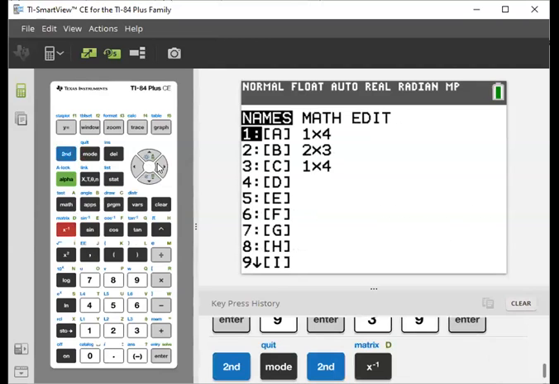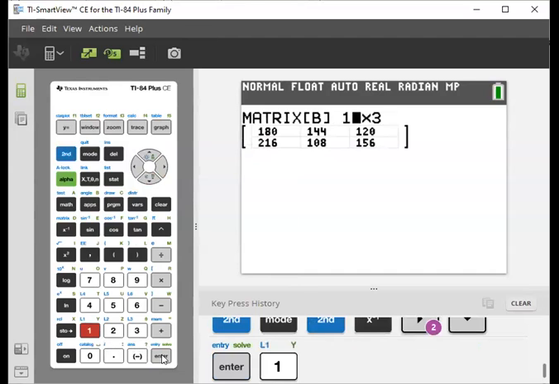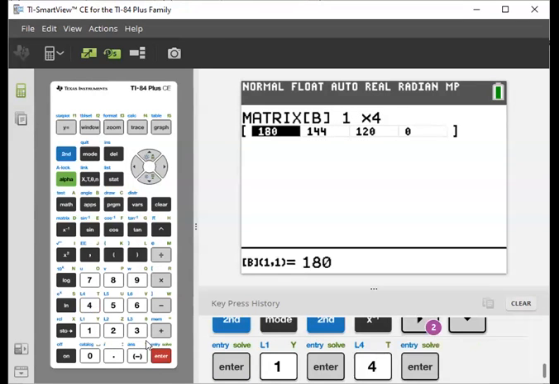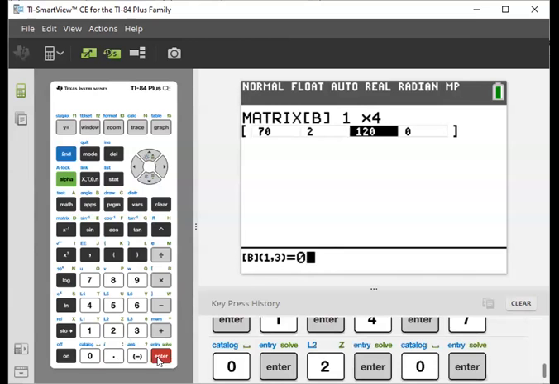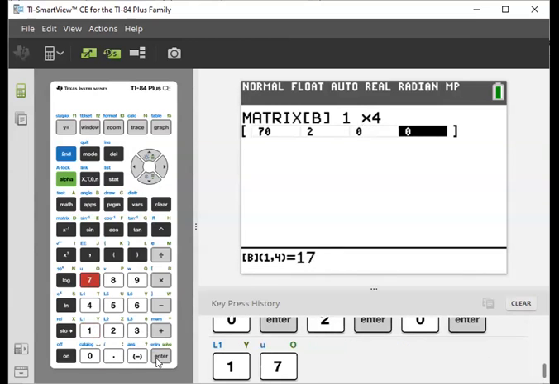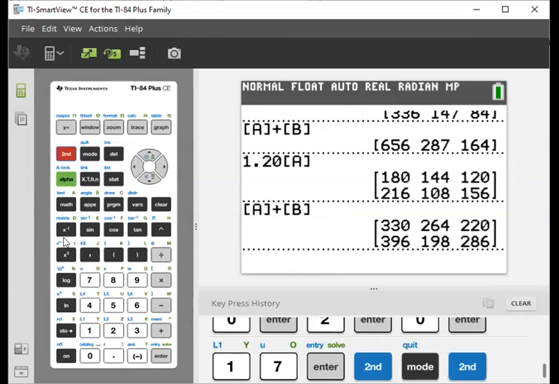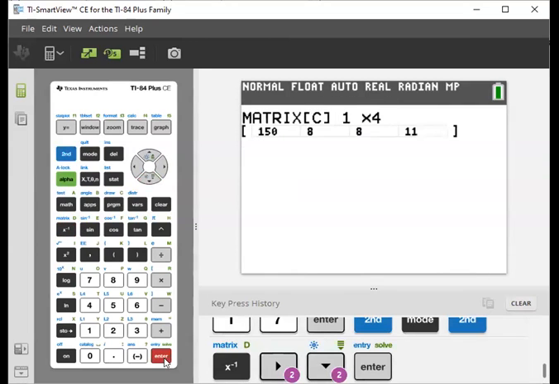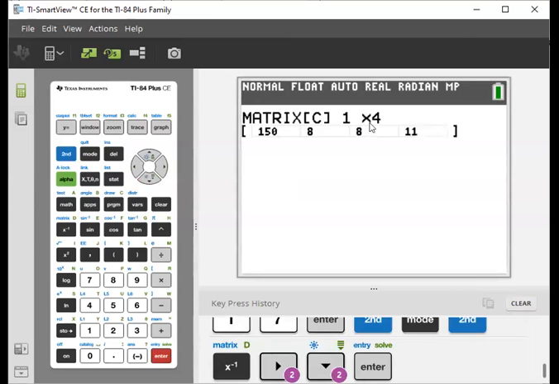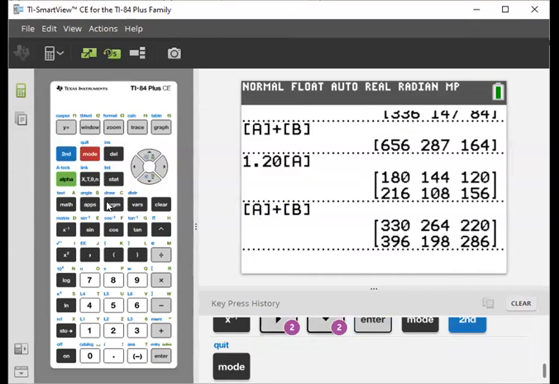Second matrix again, and we would go over to edit and go down to B. Still a 1x4. Typing in the information about the gelatin. Then I'm going to go to second matrix, go over to edit, then down to C. It looks like that one's already in there for me, 158, 8, and 11. So I can get out of that.